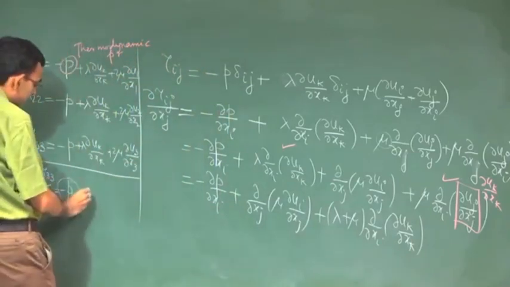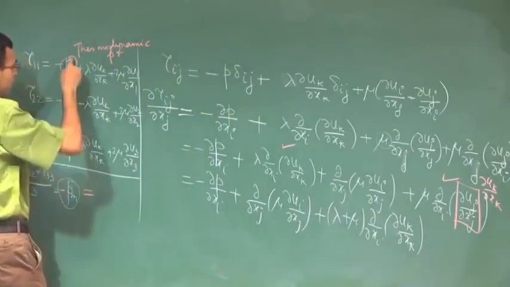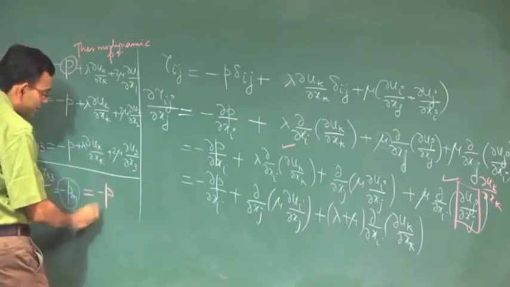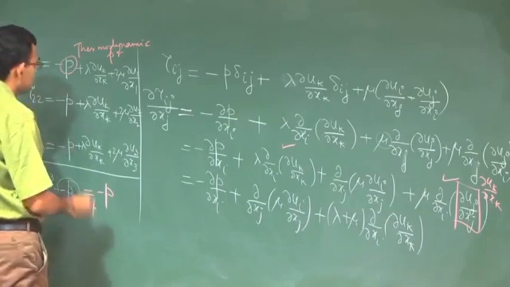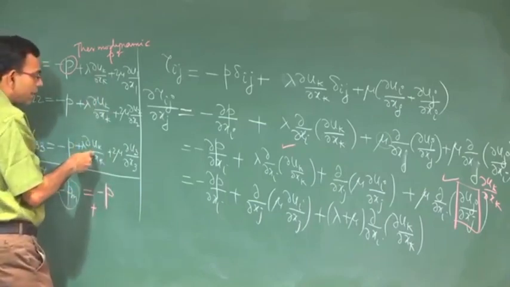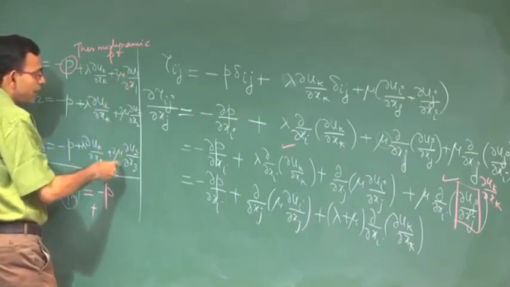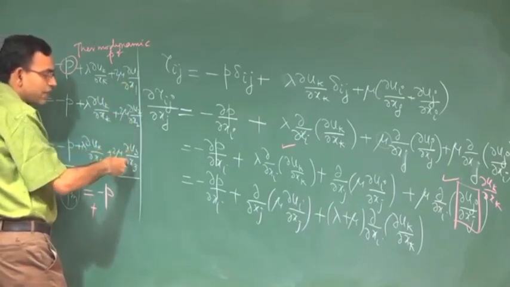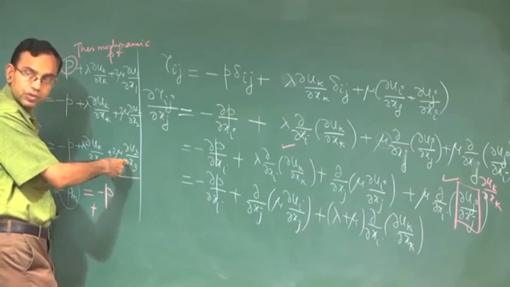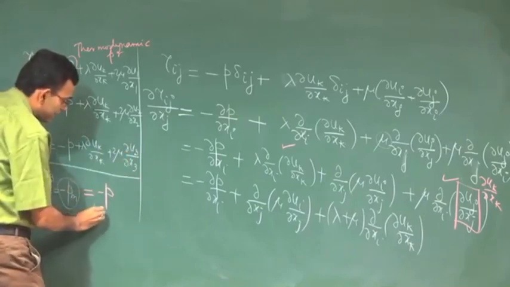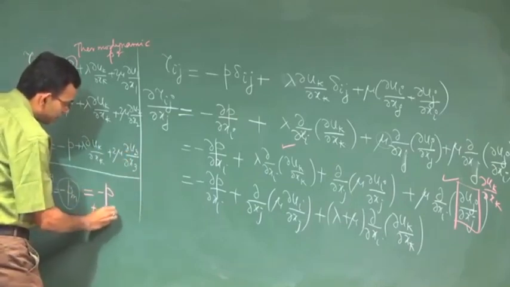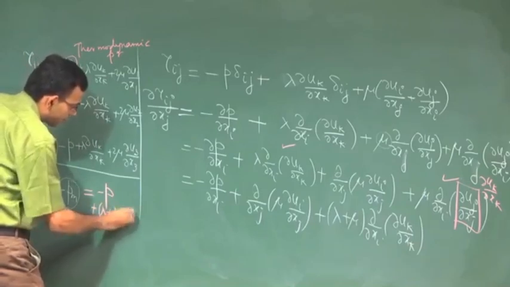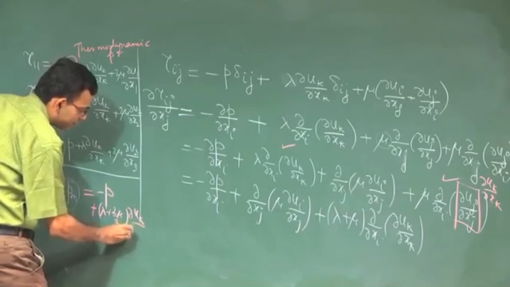So, this is equal to, now if you sum these 3 and divide by 3, this will be minus P plus 3 lambda by 3 plus 2 mu by 3 into del u1 del x1 plus del u2 del x2 plus del u3 del x3, that is also del uk del xk. So, minus P plus (lambda plus 2 mu by 3) del uk del xk.